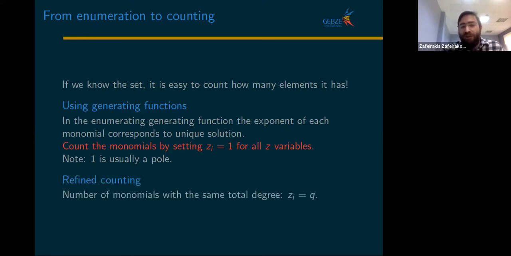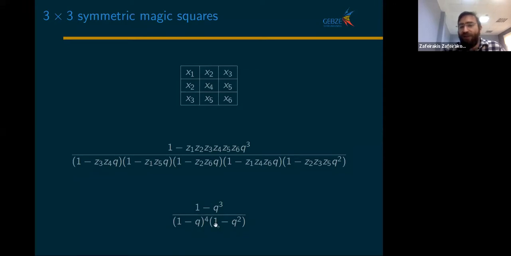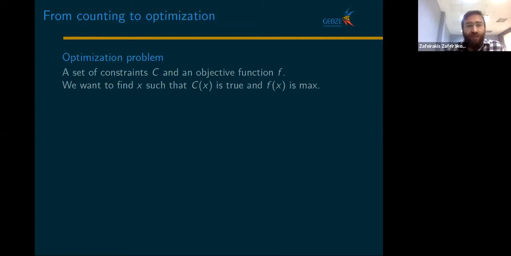Another way to go is to do a refined counting. So we will count the number of monomials that have the same total degree. How do we do this? By putting every zi equal to q. And this is what I did here. So here, if we expand this, we will get a series in q. And the coefficient of q to the t tells us how many monomials of the total degree t we have. We can also use a different substitution for a different grading. This is something people in algebra like to do a lot.